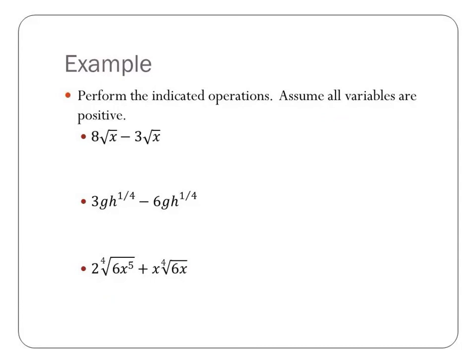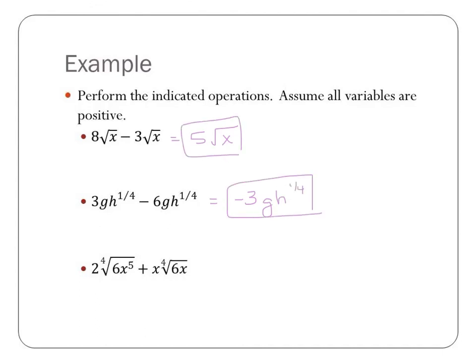Okay, so 8 square root of x minus 3 square root of x is 5 square root of x. You are just combining those like terms there. All right, so if I have 3gh to the 1/4 minus 6gh to the 1/4, that leaves me with negative 3gh to the 1/4.